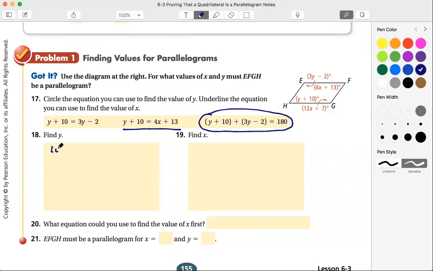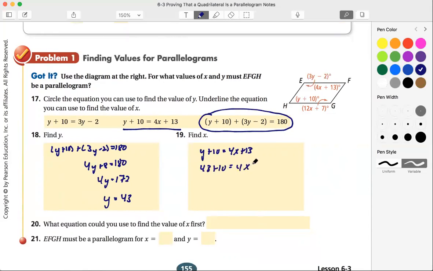So let's do that. We have the equation y plus 10 plus 3y minus 2 equals 180. Simplifying, we have 4y plus 8 equals 180. Subtracting 8, we have 4y equals 172. Divided by 4, we have y equals 43. All right, using the other equation, y plus 10 equals 4x plus 13. Substituting in, we have 43 plus 10 equals 4x plus 13. Subtracting 13 and adding 43 and 10, you get 40 equals 4x, so we have x equals 10.